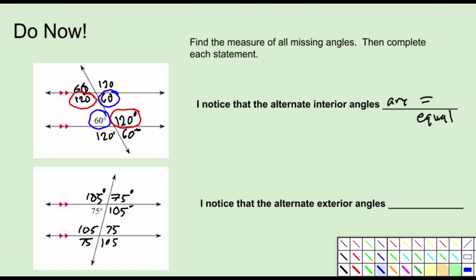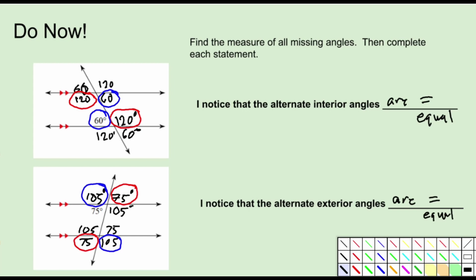I noticed that the alternate exterior angles, well, let's take a look. Alternate exterior is going to be the ones on the outside. And they're going to have to switch sides, the transversal. So this one and this one. And these are my alternate exterior angles. And what do we notice about those ones? Well, again, we notice that they are equal. They are equal. Perfect.